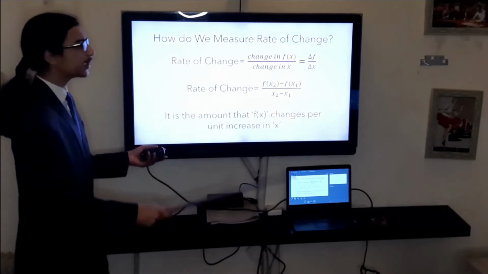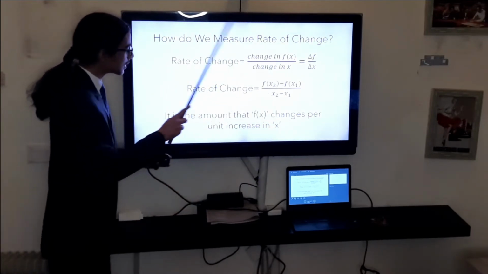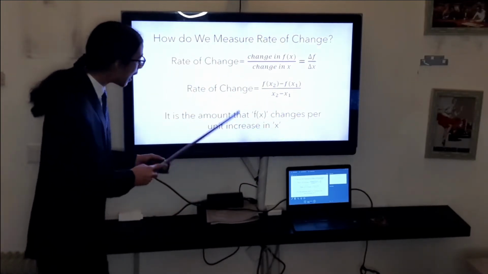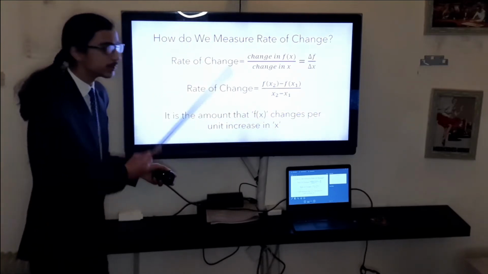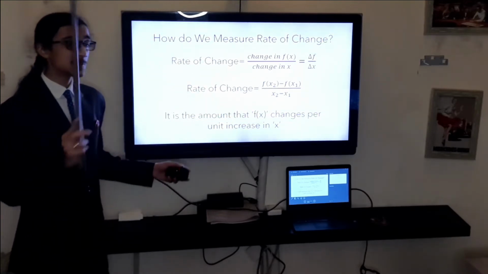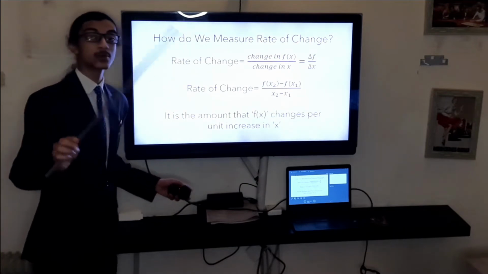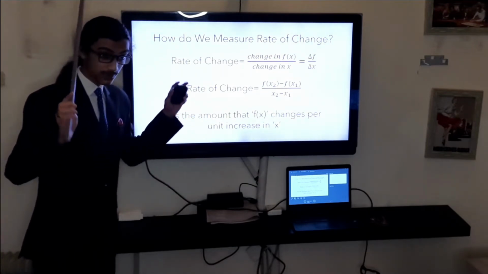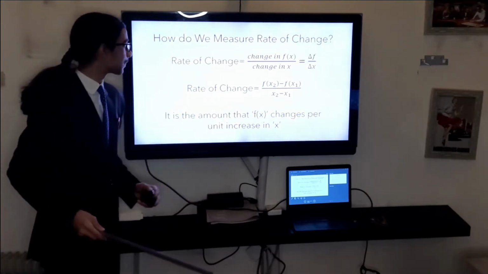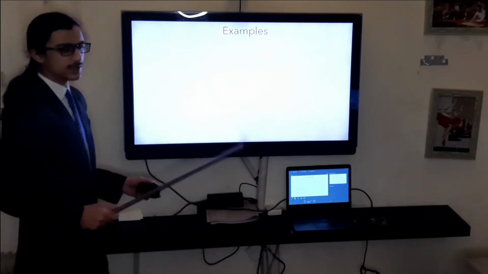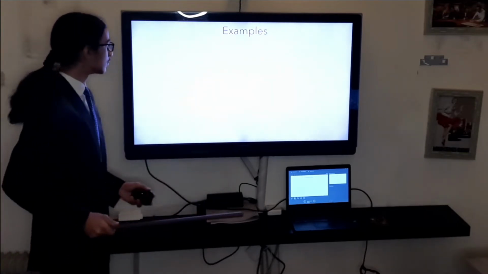What I want you to take away is we measure rate of change using this formula, and all it's telling us is how much f of x changes per unit increase in x. I'm sure many of you must be very familiar with this, but I wanted to get this out of the way before the lecture just to make sure that it's very clear to everyone present. Okay, and I think we can look at some better examples to get a good idea.